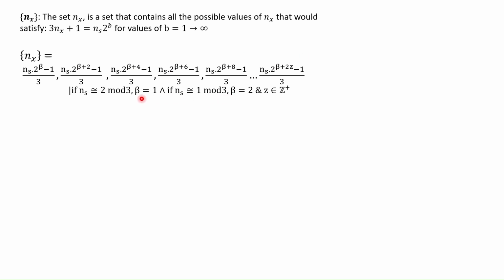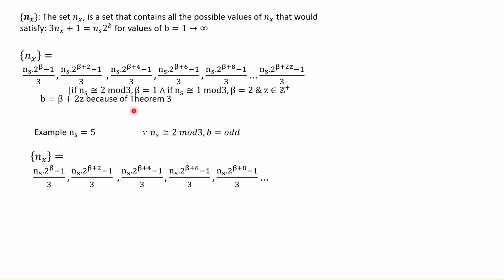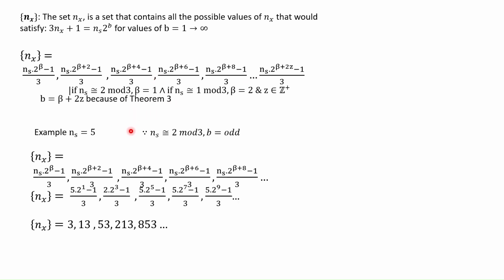So the only way to get integer solutions is by adding 2, 4, 6, even numbers. Now if it's odd, then all these values have to be odd. These values as in values of b, possible b's. If beta is 2, then all these values have to be 2. So we are just using our understanding that we developed. Say ns is equal to 5, because ns is congruent to 2 mod 3, our b is odd. Now when b is odd, we can say beta is equal to 1. So we use the same formula, expansion over here, plug in the values, and we get this set.